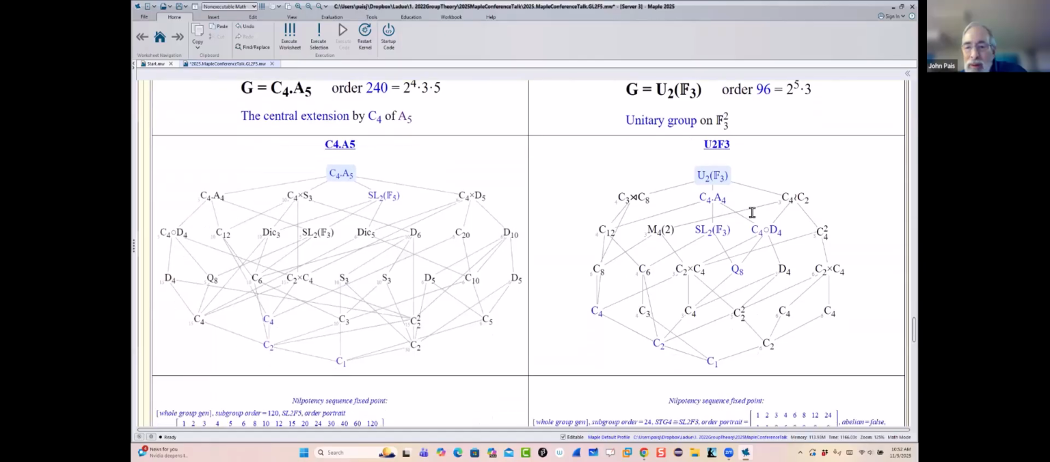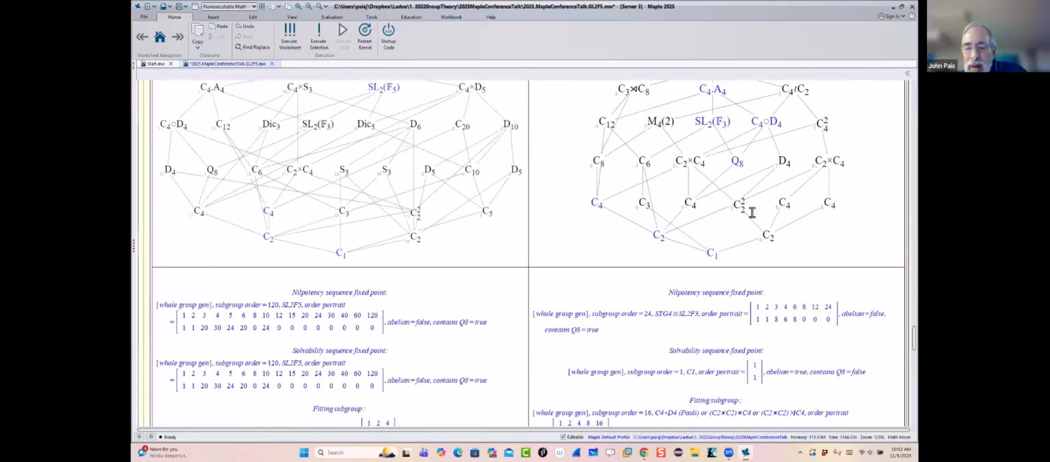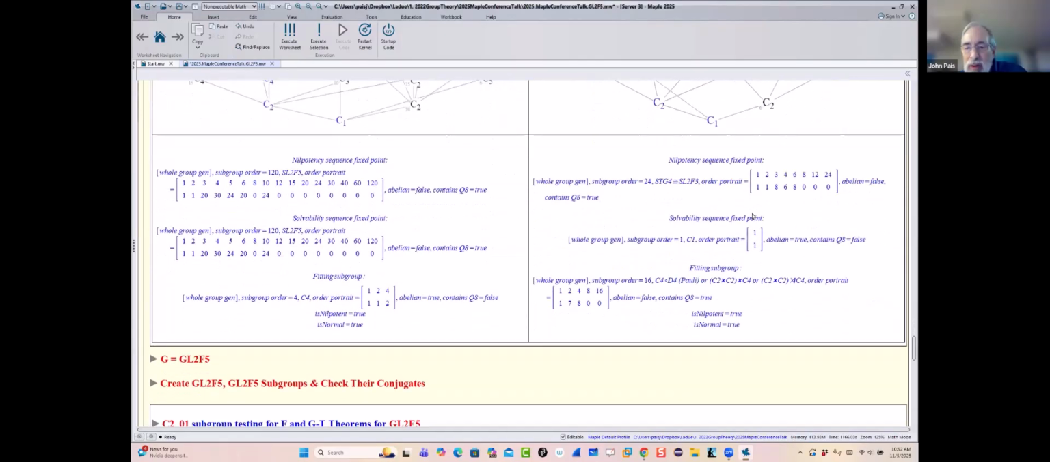Now, if you look at U2F3, we have a kind of similar situation. It's not nilpotent, but it is solvable. In this case, we get a Fitting subgroup that's a p-group, which is C4 circle D4, a non-abelian p-group.